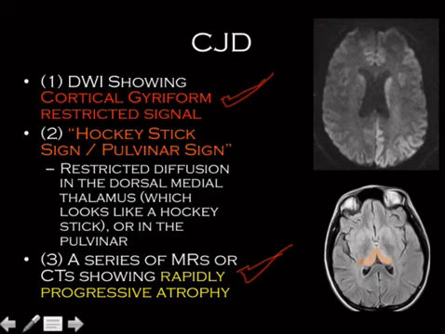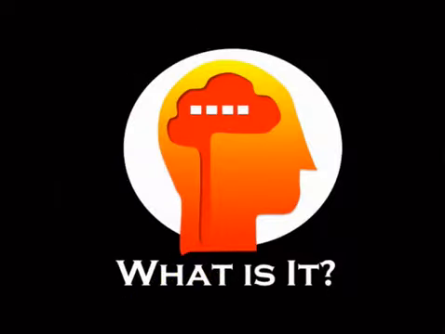That's another thing. As a piece of trivia, restricted diffusion is the most sensitive sequence. That's true with CJD and with herpes. And the protein assay that you would look for in the LP is this 14-3-3 protein. Yeah, family med or Step 1 trivia.